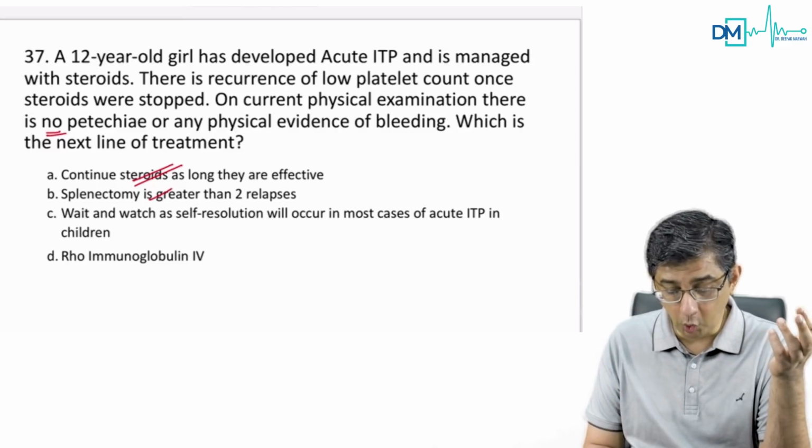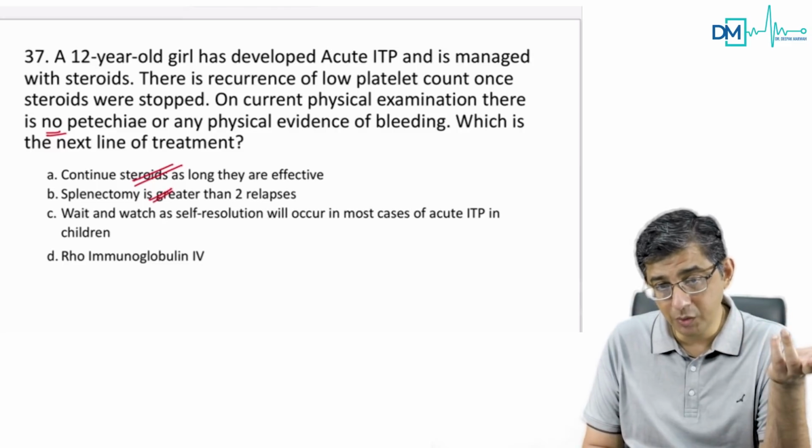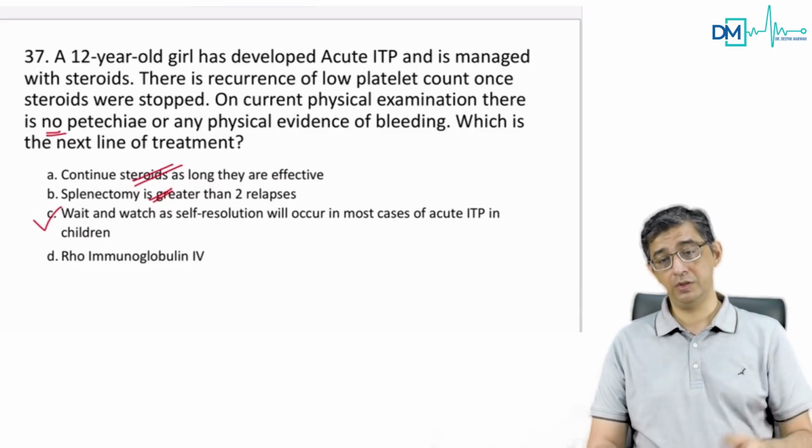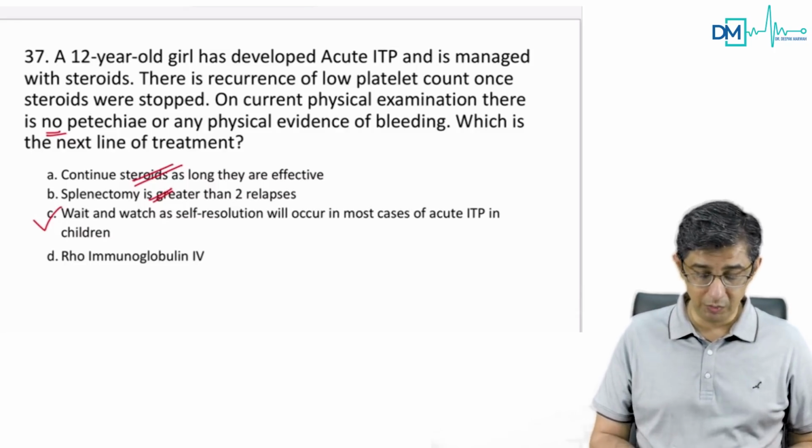Splenectomy is treatment for chronic ITP. As I said, this is a case of acute ITP. So this would be answered as wait and watch, with self-resolution as occurs in most cases of acute ITP.